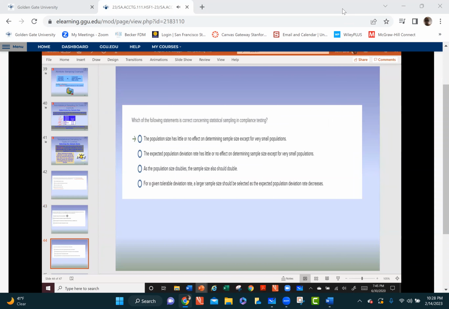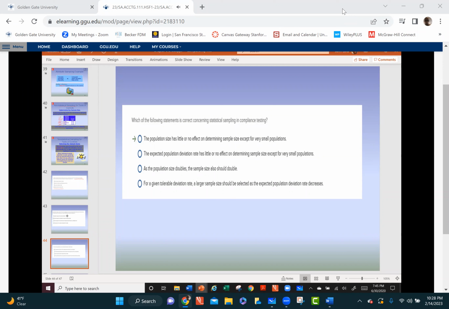Okay, which of the following statements is correct concerning statistical sampling in compliance testing? You know, compliance testing and control testing are sort of synonymous terms. Compliance testing is a little outdated, but the textbook uses it sometimes. They really shouldn't use the word compliance testing, because for a government auditor like me, compliance testing is looking at compliance with laws and regulations. Control testing is looking to see that a particular transaction has a control attribute. But in the textbook, sometimes you see them calling it compliance testing.